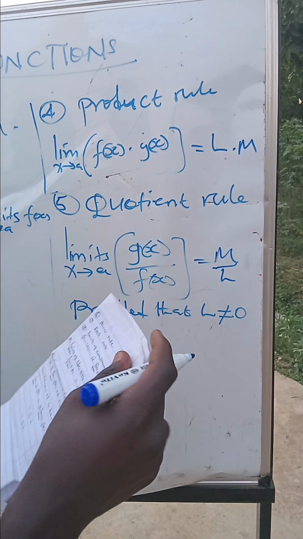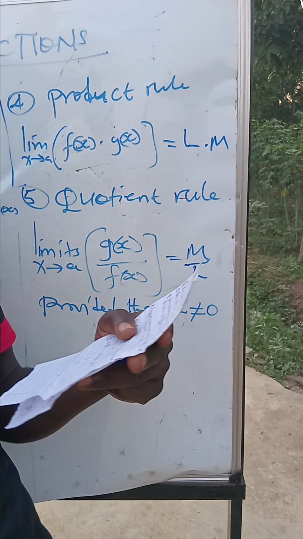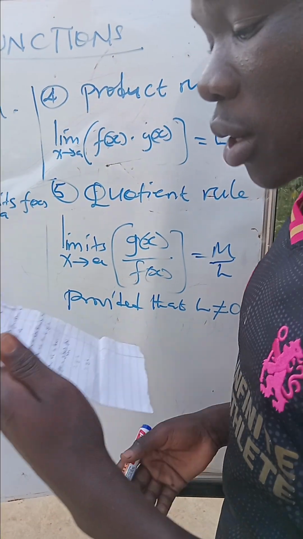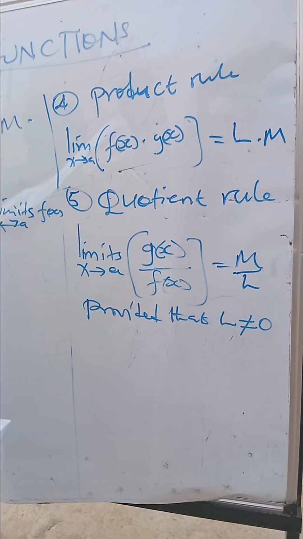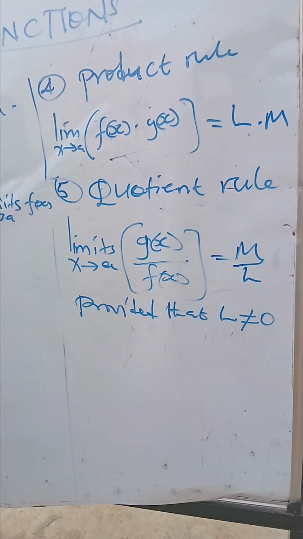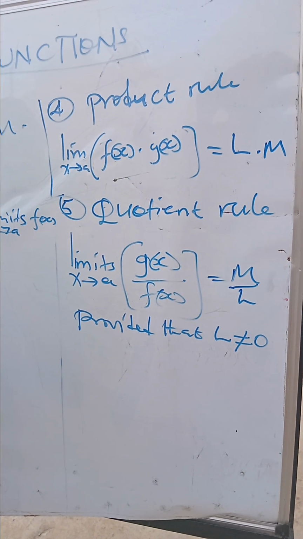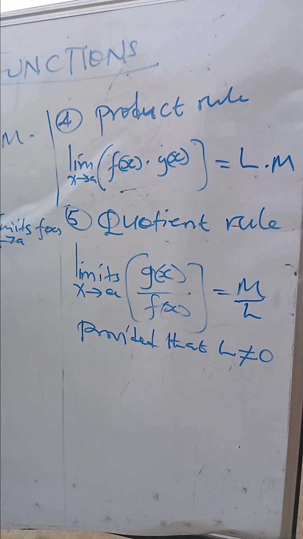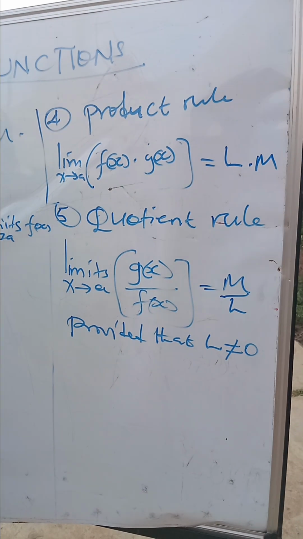Then we have the other rules like the power rule, the root rule, limits of a constant of a function, limits of the identity function, then the composition or continuity rule. I will urge you to go and research on the power rule and the root rule. Therefore, I want to give you the composition or the continuity rule.